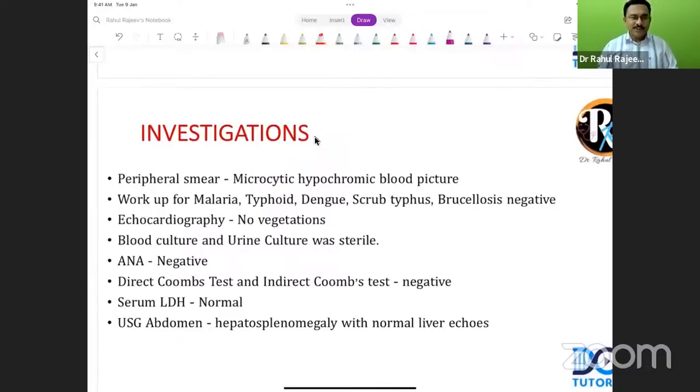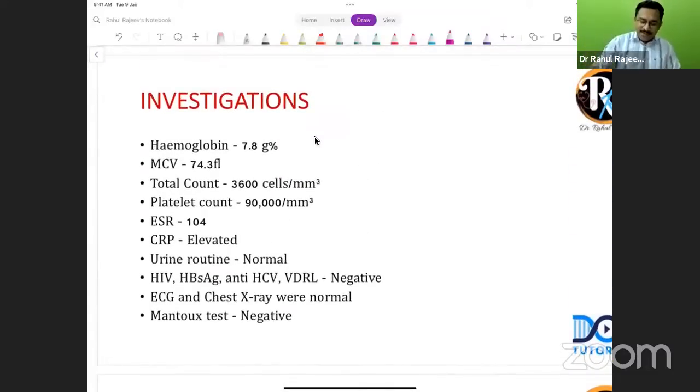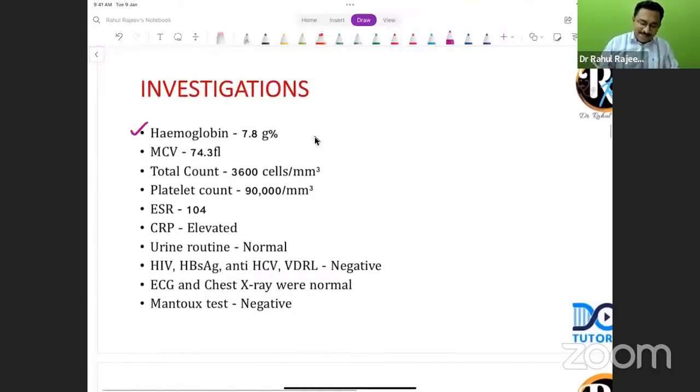Infectious mononucleosis, IMN. Okay. Now, let me just tell you something here. As a clinician, how I would think is, I would have had some differentials at the end of history itself and examination. But let me just tell you about investigations. So hemoglobin 7.8, TC 3600, platelet count 90,000. How can I put it in one line?